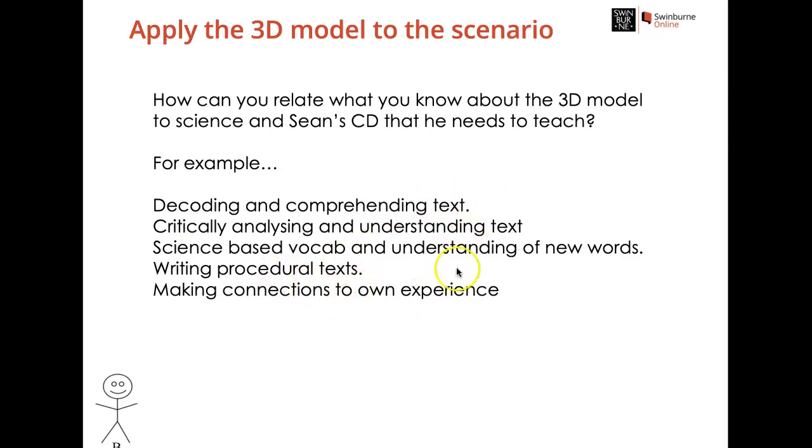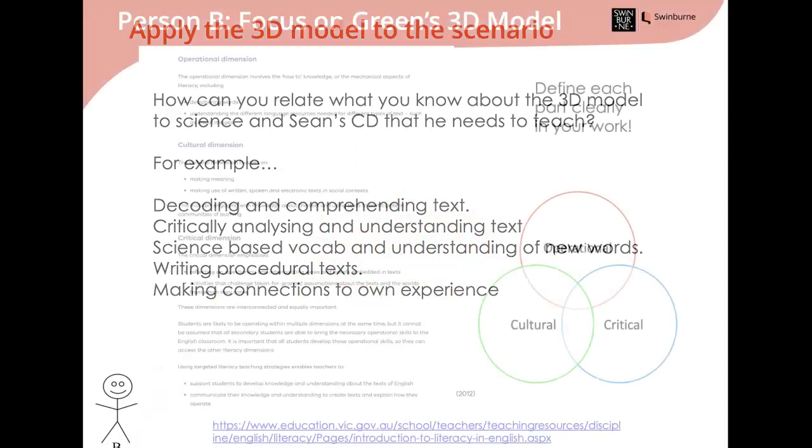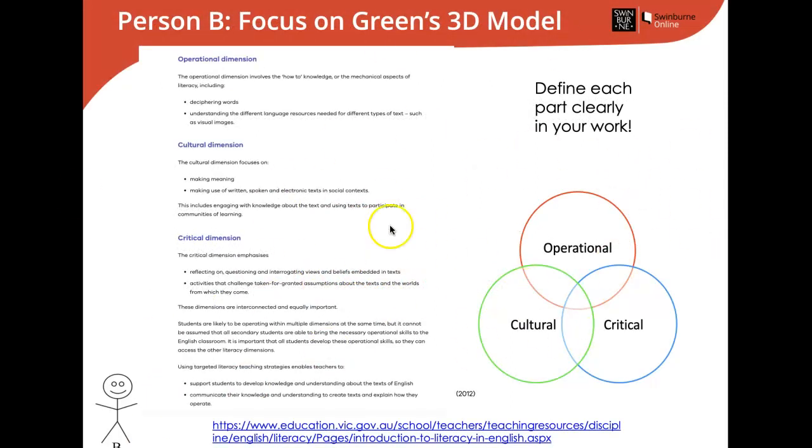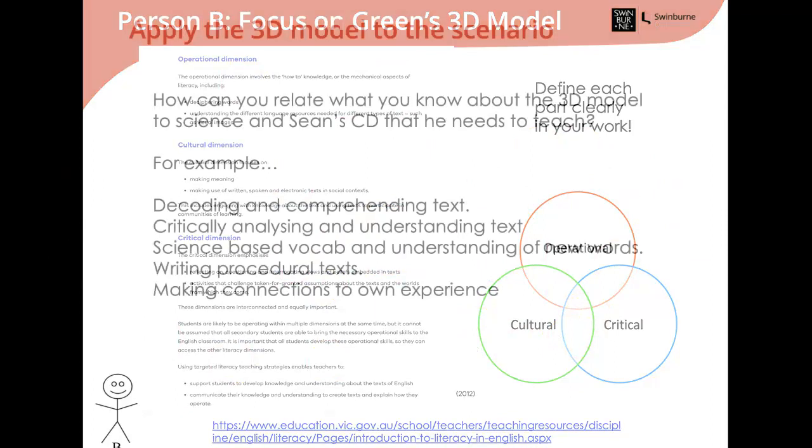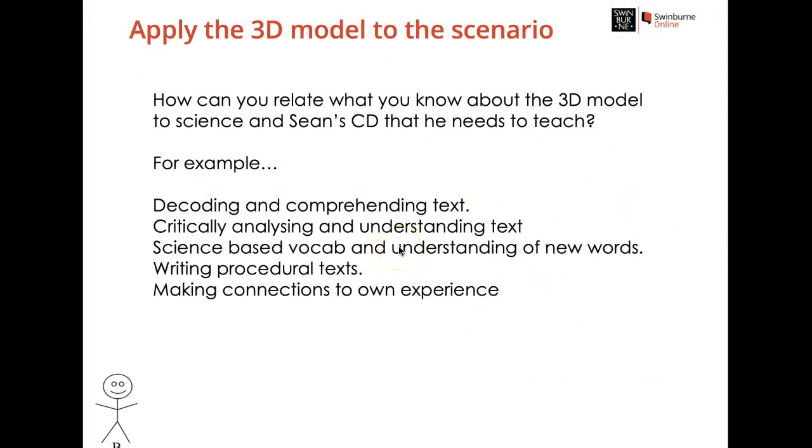So in the science unit, the kids are going to be doing a lot of these things that are in the operational model. And you need to give some examples of where you can see them. How can you relate what you know about the 3D model to science and Sean's particular content descriptor that he needs to teach? What are the operational demands? What are the bare bones basic literacy skills that kids need? What are the cultural or socio-cultural aspects that will influence what kids do within that particular CD?